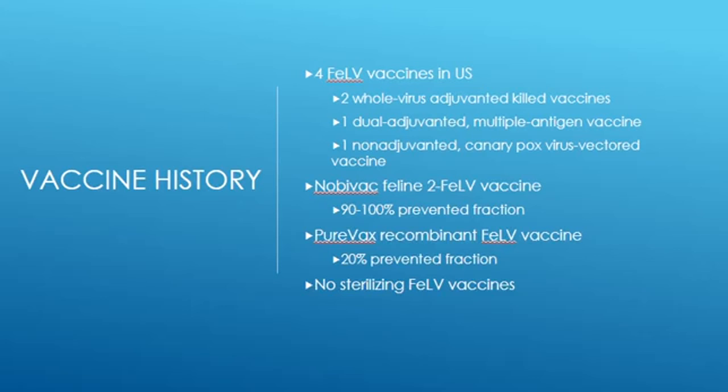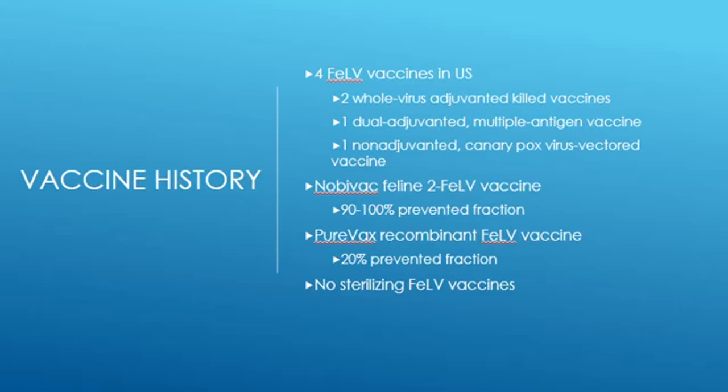The Novavax vaccine has been studied and challenged more than the PureVax vaccine has, and those studies have revealed that the prevented infection ranges from 90 to 100%. The PureVax vaccine, though it has limited research done on it, has been shown to have a prevented fraction of 20% in a previous study.